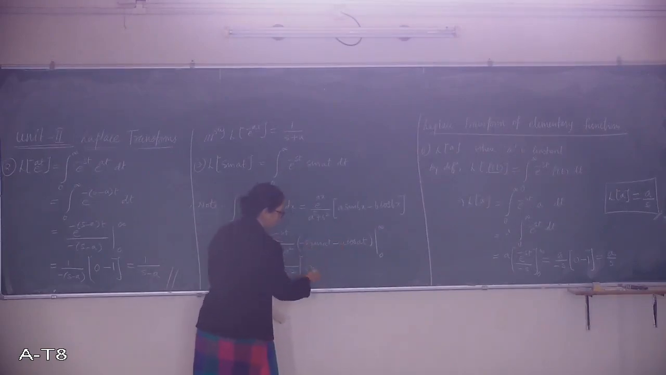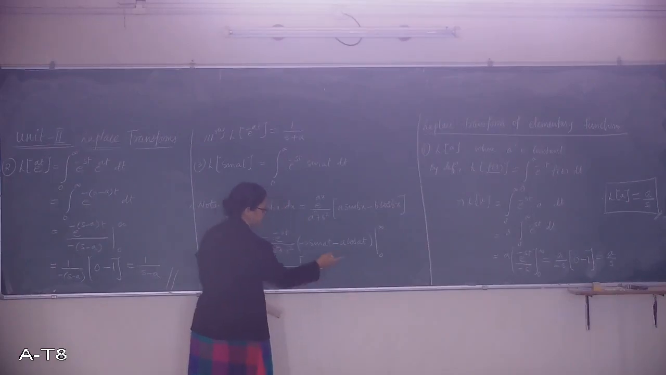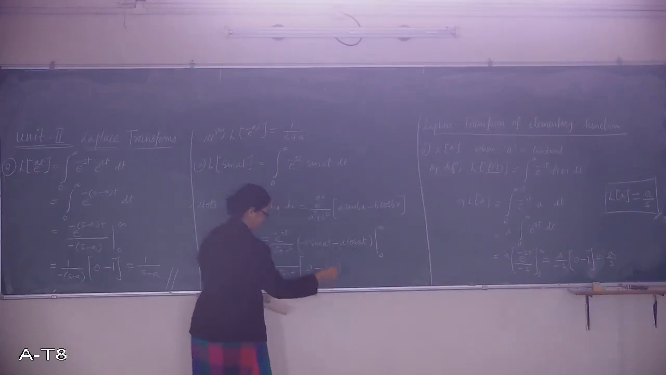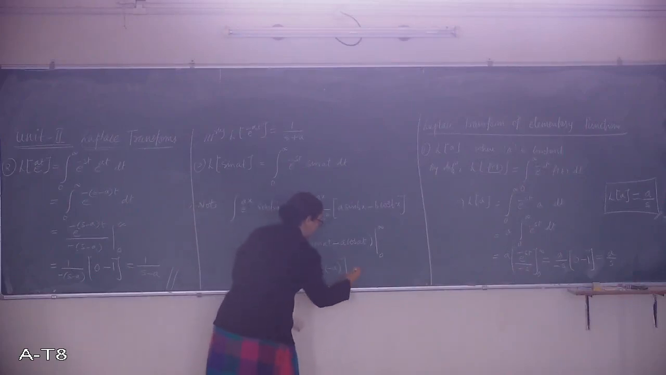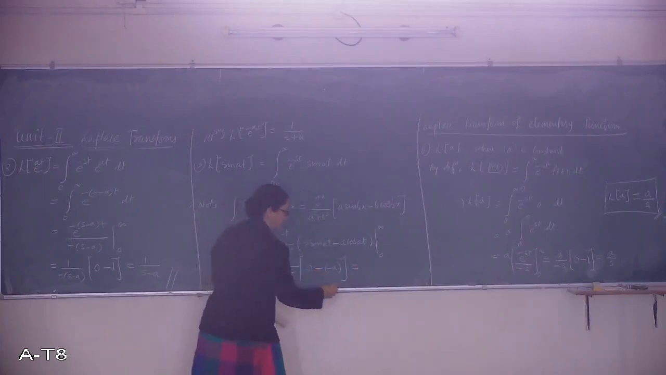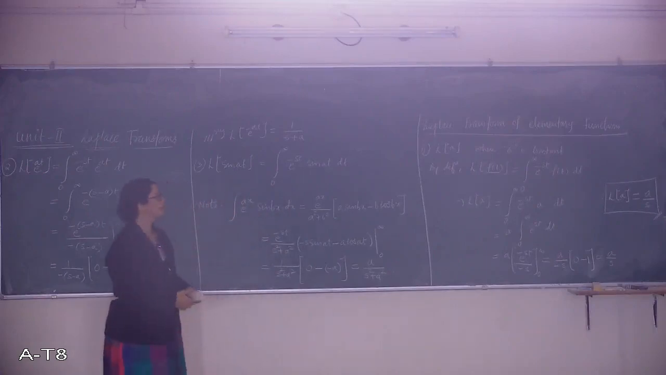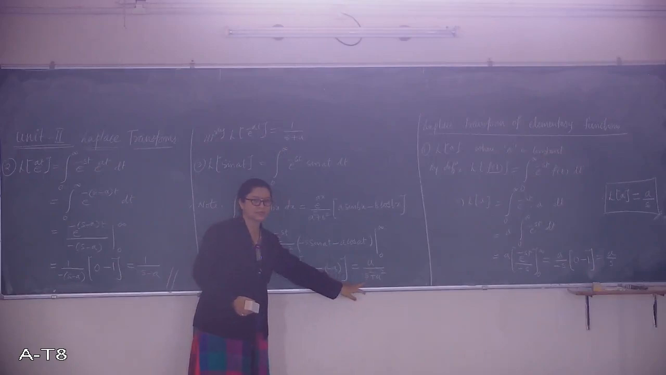Next, similarly, minus the lower limit: e to the power 0, t is replaced by 0. Here sine 0 is 0 and cos 0 is 1, but it is minus a, so minus a. What do you get here? It is minus a into minus a, which becomes plus a. So a divided by s square plus a square. So the Laplace transform of sine at is a divided by s square plus a square.